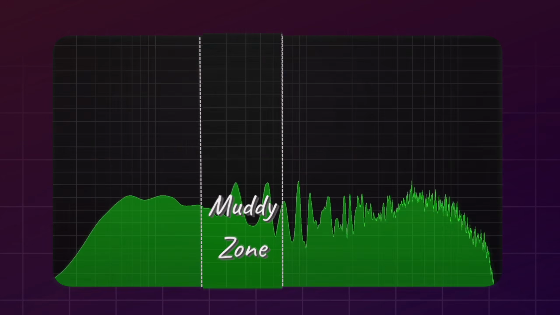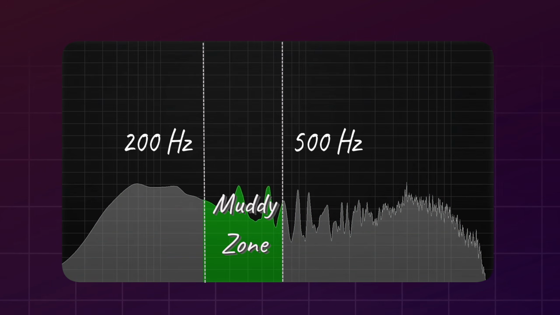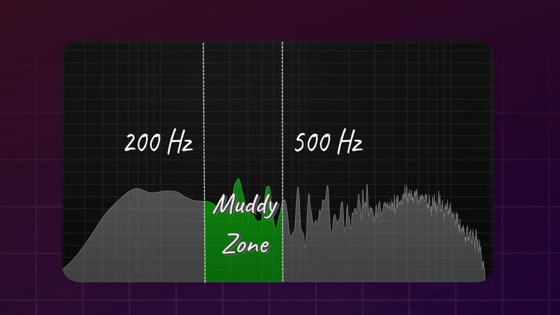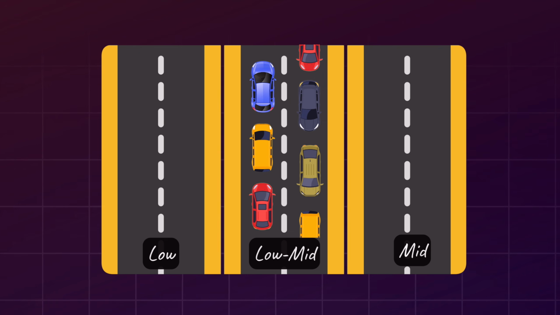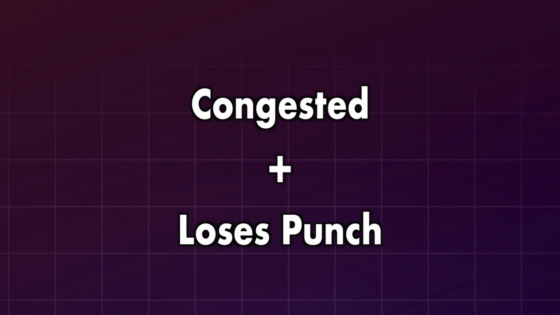The muddy zone sits between 200 Hz and 500 Hz. That's where most instruments have their body and weight, and when too many elements crowd into that zone and cause traffic, the mix becomes congested and loses punch.